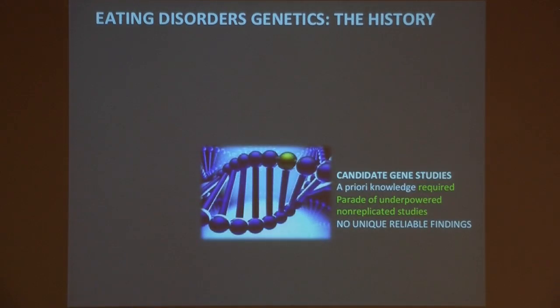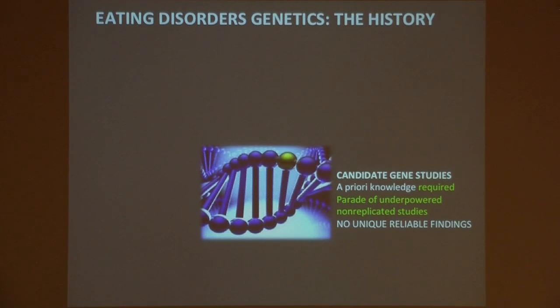We then moved on, like every other psychiatric disorder, to this parade of single gene candidate gene studies. And for a single gene candidate gene study, you need some a priori knowledge of the biology. You're predicting the same old genes, always a serotonin gene, a dopamine gene, an opiate gene. But as always, they're all underpowered. We have no replications, and we have no unique, reliable findings for any of the eating disorders from candidate gene studies.